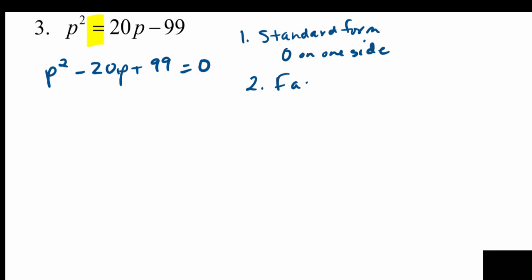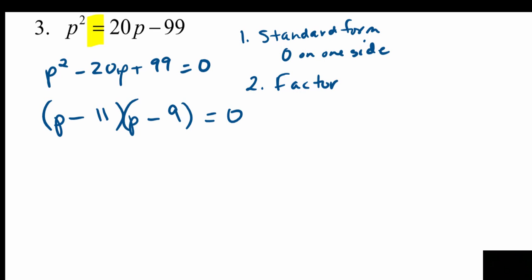And then step number 2 will be factor. Do we recognize this? GCF is 1. So it's a trinomial, 3 terms, but it's a trinomial with a leading coefficient of 1, which means that we're going to look for 2 numbers that multiply to a positive 99 and add up to a negative 20. And so you probably know that those are 2 negatives, right? To multiply to a positive and add up to a negative. Yep, 11 and 9, you're right. So 11 and 9, those multiply to a positive 99 and add up to a negative 20.